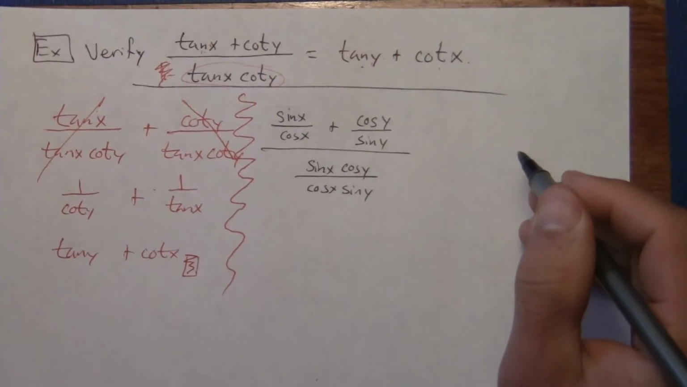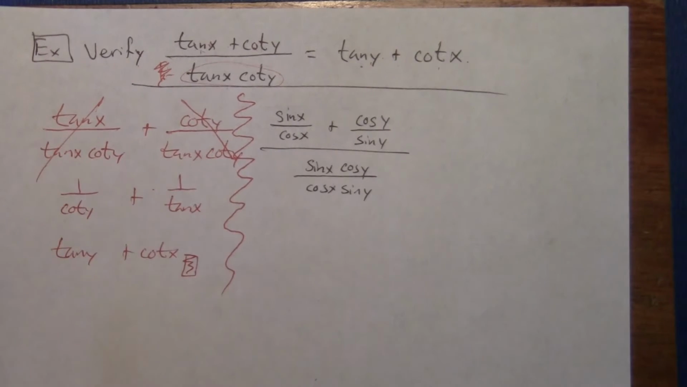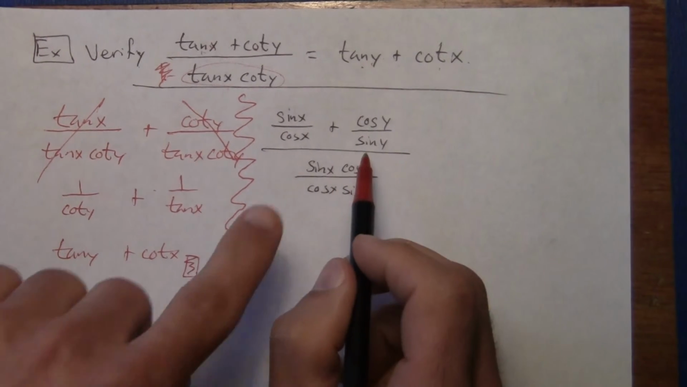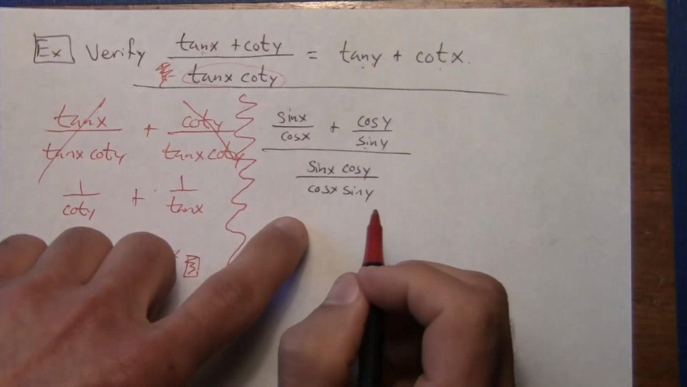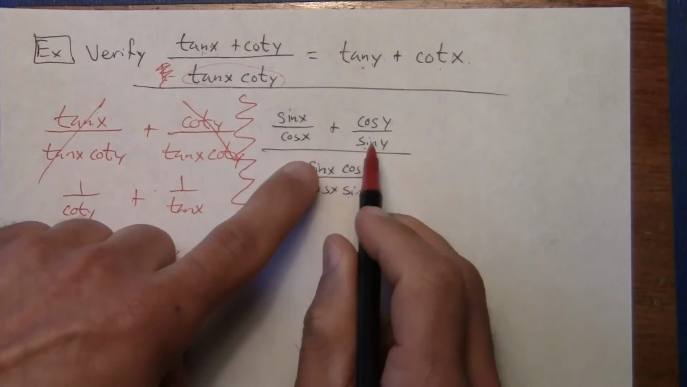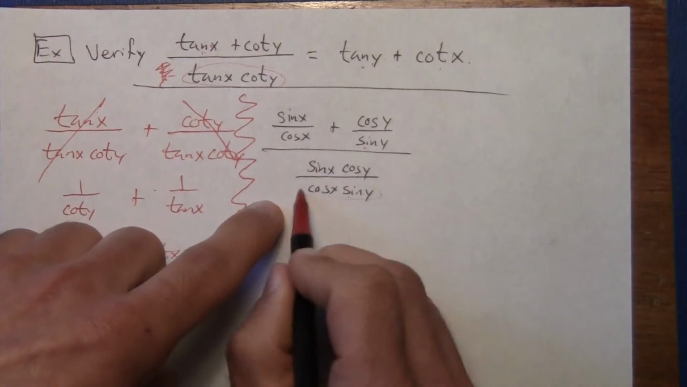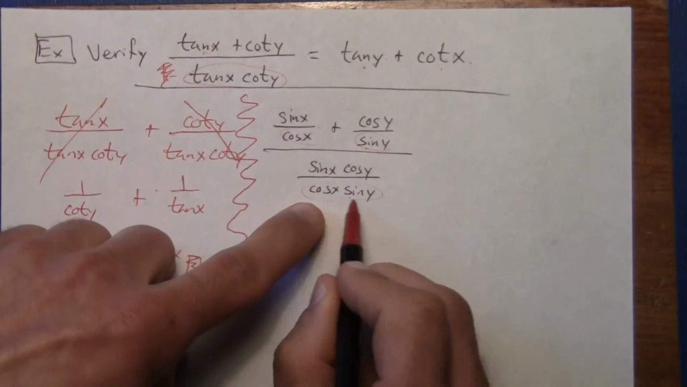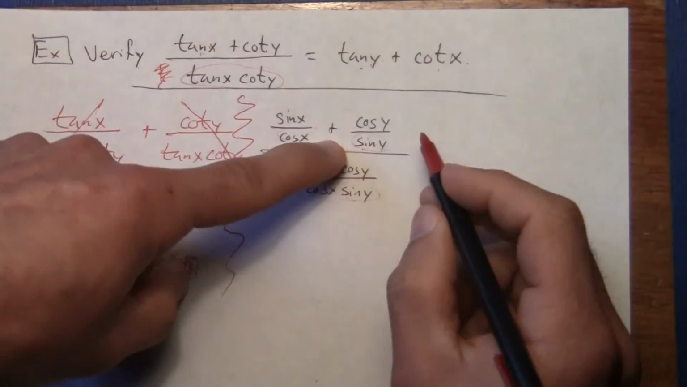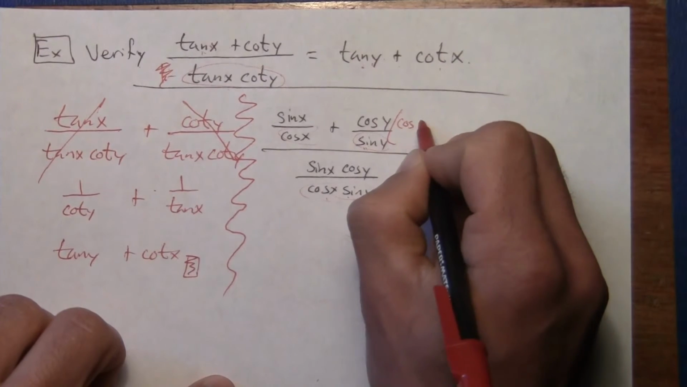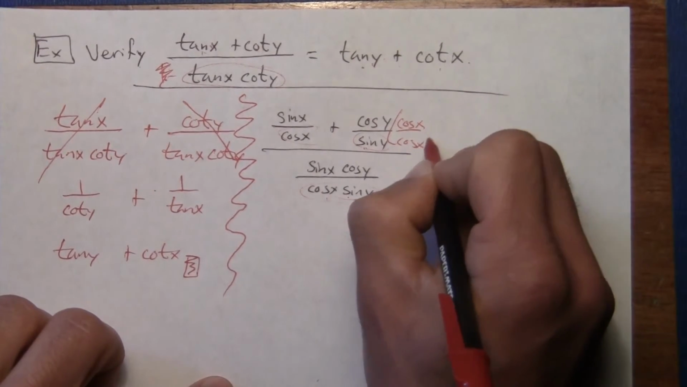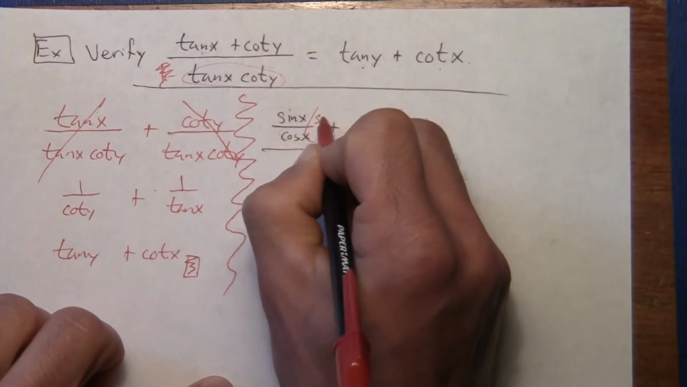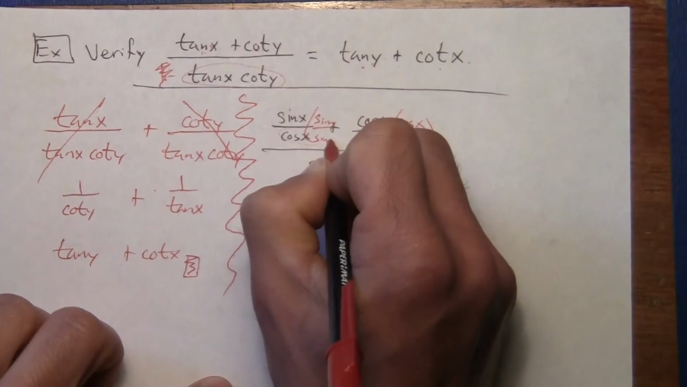It would be lovely if I could multiply by the reciprocal. And before I do that, that means I have to have a common denominator here. So it would be really nice if they all had the same common denominator. So I'm going to make sure that all of these denominators look like this. I'm going to have to multiply this one by cosine x over cosine x, and this one by sine y over sine y.